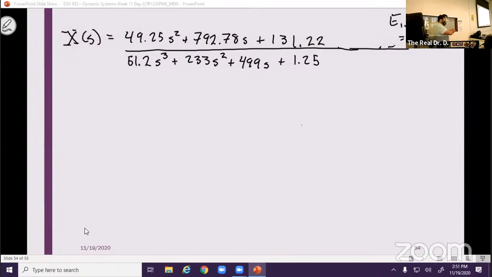Okay, roots. What are the roots? All right, well, let's find the roots. Good news, maybe. I'll put this in. Uh-oh.